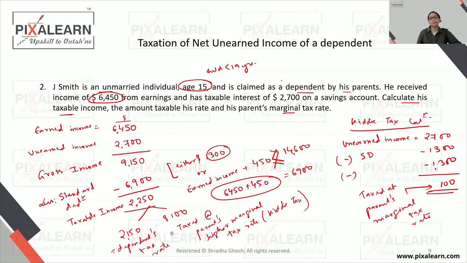This is a very good sum that has explained all the provisions really well. What is standard deduction, what is earned income, what is unearned income, what is kiddie tax, and how are all of these related to one another. We have tied up standard deduction, we have tied up dependents, unearned income, we have tied up earned income of the dependent.